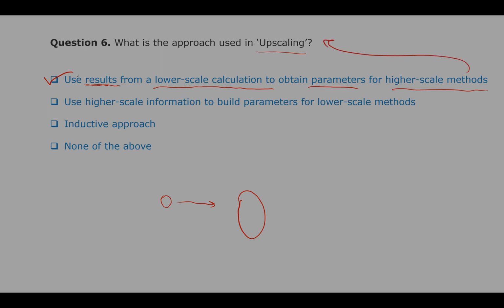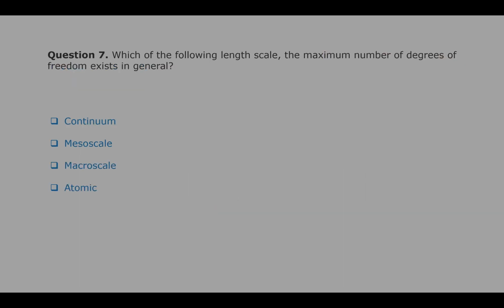What about option 2? Use high scale information to build parameters for lower scale methods. That is not possible. And the inductive approach is also not possible. None of the others are possible. So option number 1 is correct. Okay. Now question number 7. Which of the following length scales has the maximum power of degree of freedom in general? So they are asking for the maximum here.